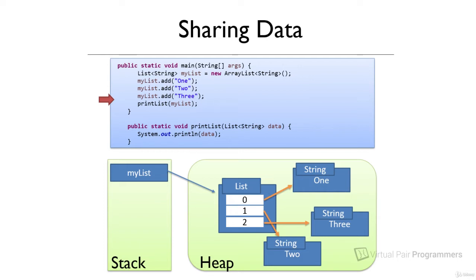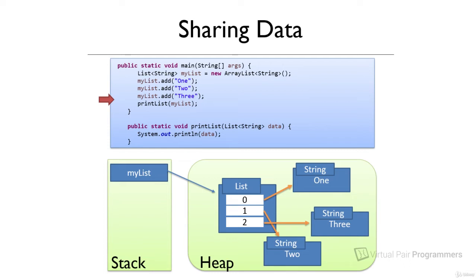As coders, we can only access the reference in the stack, but we could get to, for example, the second string object by calling myList.get and then the item in position 1. We can call myList because that's a variable on the stack, but we can't call anything else in this example because there are no other stack variables.